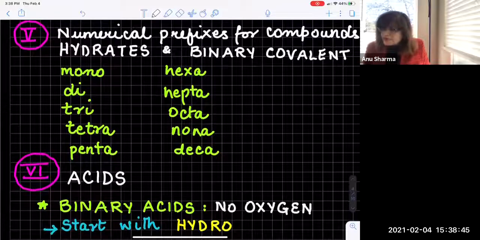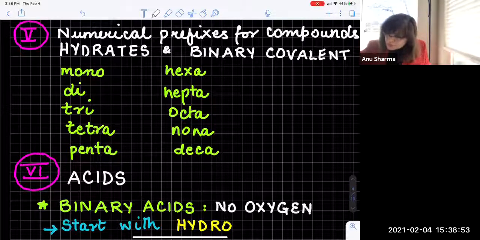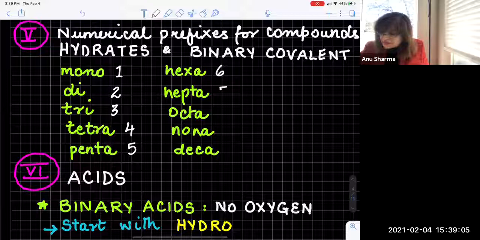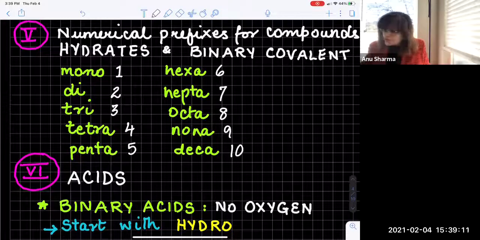Now we are going to look at the numerical prefixes for the compounds that are hydrates and the binary covalent compounds. So mono stands for 1, di stands for 2, tri stands for 3, tetra stands for 4, penta stands for 5, hexa stands for 6, hepta is 7, octa 8, nona 9, and deca 10. And we can go further, but for this course, it suffices to here. So when we say pentahydrate, it means five molecules of water.